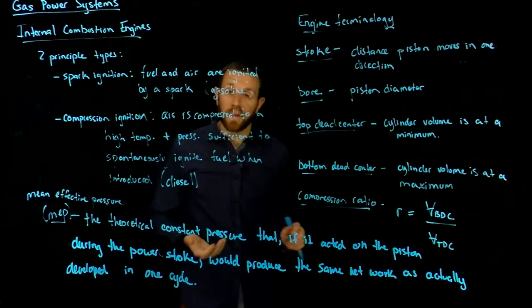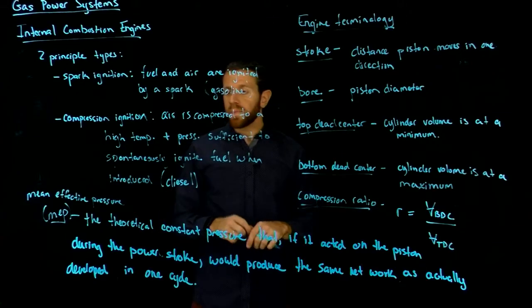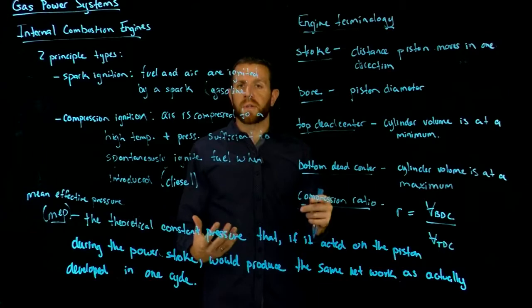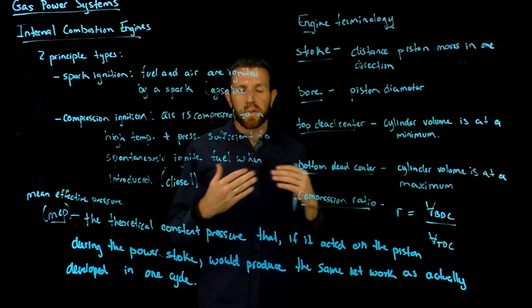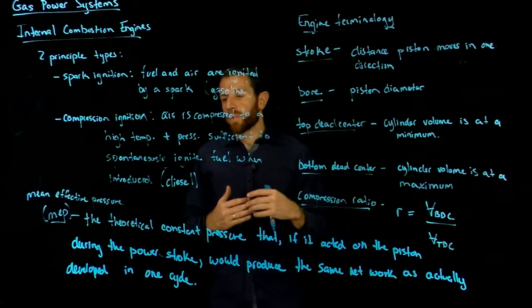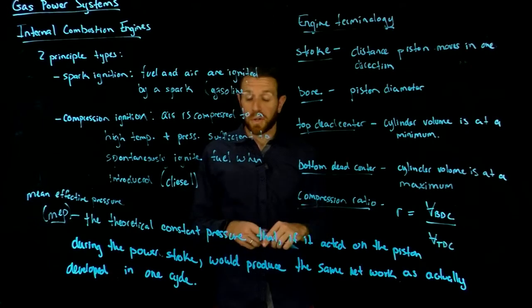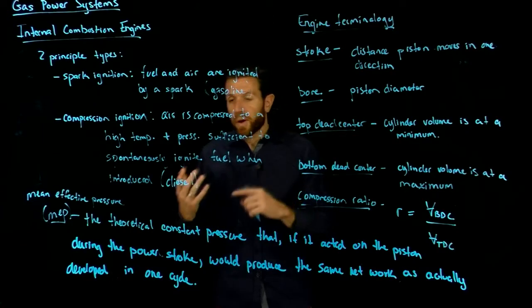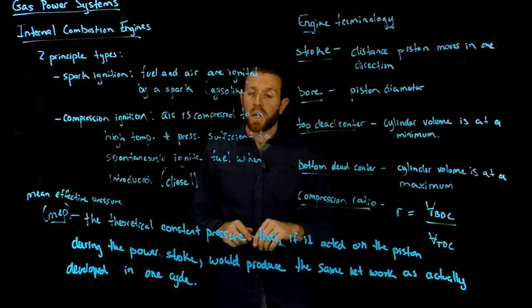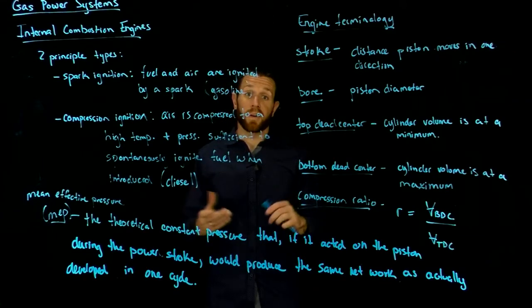So we'll go back to this idea of boundary work, PdV, right? So that mean effective pressure is that pressure that if it was constant and it acted over the change in volume between top dead center and bottom dead center, would produce the same amount of work as developed in one cycle of an internal combustion engine. And as we'll see in a bit, the pressure during one cycle of particularly a four-stroke internal combustion engine is quite varied.